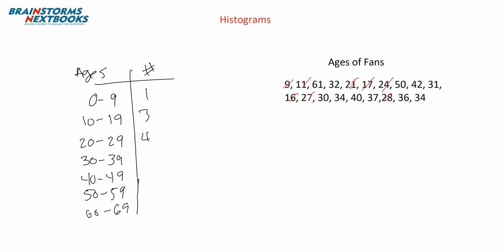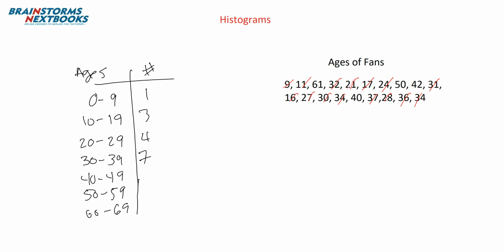Okay, from 30 to 39, same thing. Let's go through and find it. Let me see. So 30 to 39, okay, there's 1, 2, 3, 4, 5, 6, looks like 7. You can already kind of tell, okay, a lot of people are in that range. Maybe that's where my fan base is.